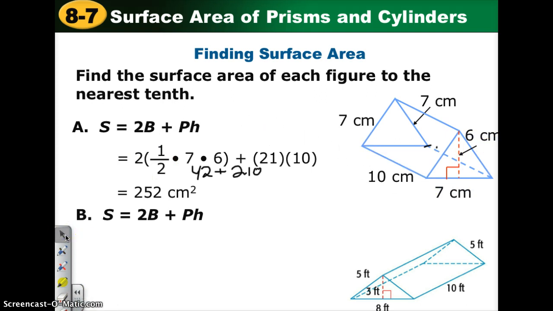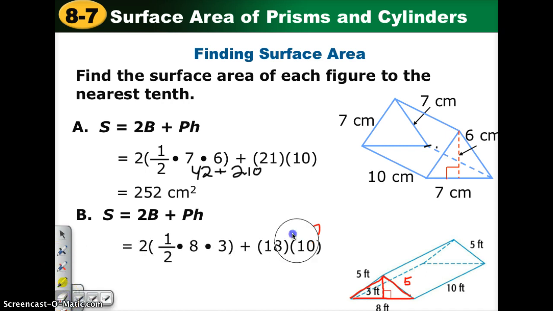Take a look at the next one. Same idea. So identify where the base is. I see a triangle, so I have the base of 8 and the height of 3. And then if I need the perimeter, I have to look at my individual sides. So I have 8, I have 5, and then looking at the other end, they would match up. So that would also be 5.